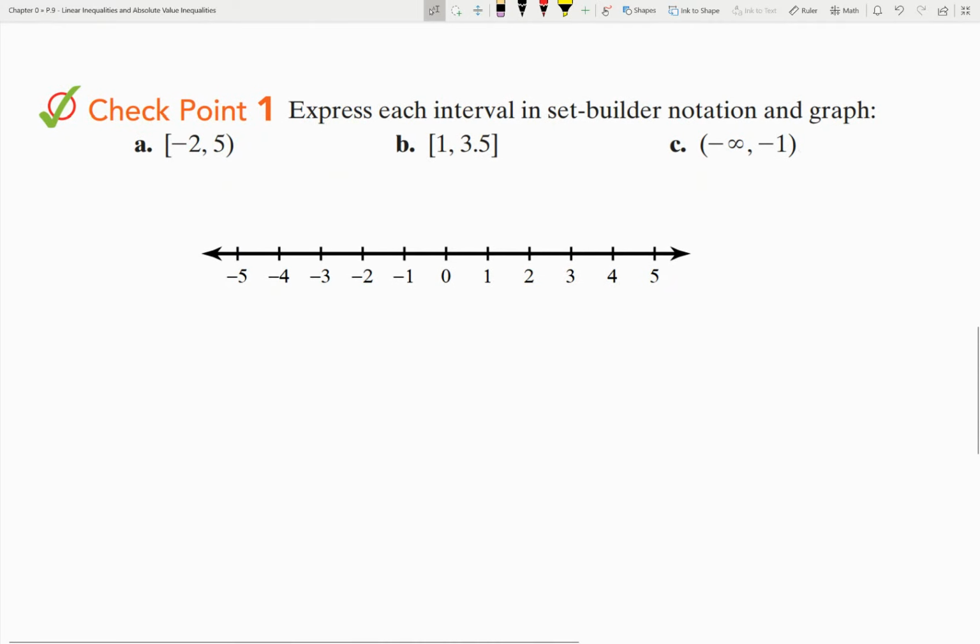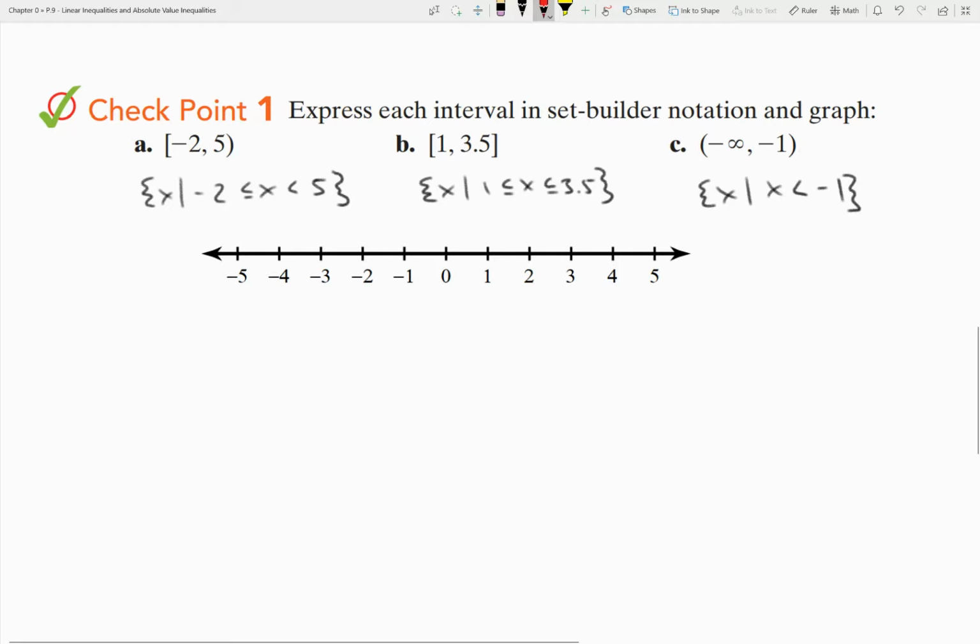We can do these real quick. Let's do set builder notation for all of them. x such that -2 is less than or equal to x, which is just less than 5. And then x such that 1 is less than or equal to x, which is less than or equal to 3.5. And finally, x such that x is less than -1.